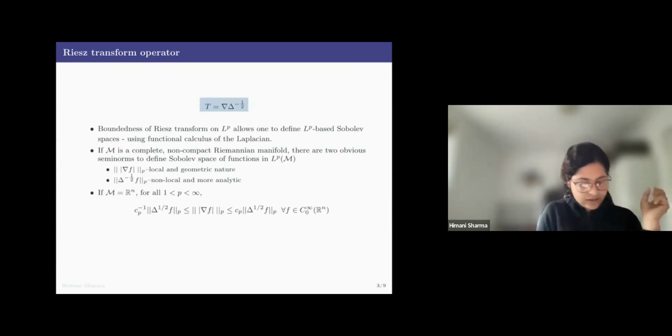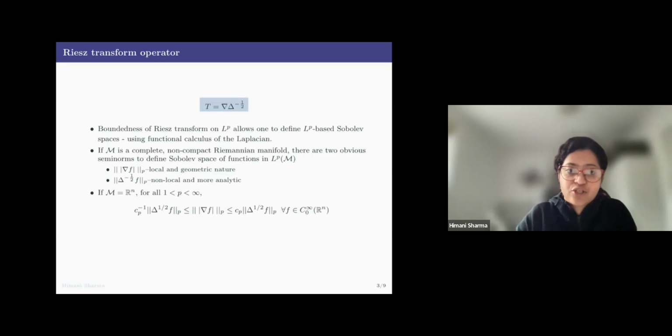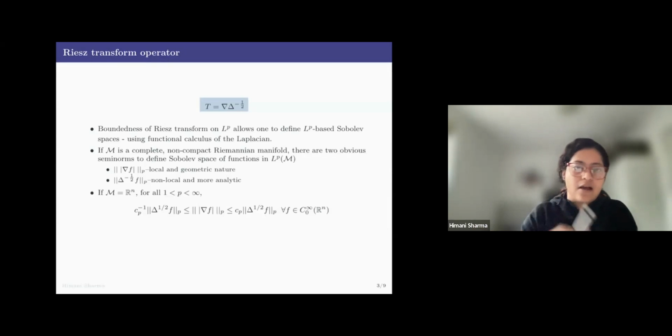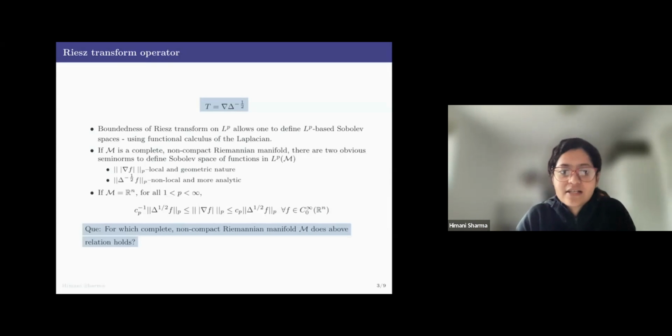And so the second inequality, the first inequality comes from the fact of duality, that we get this equality relation here with these two seminorms to define the Sobolev spaces. Now, this is the case when we take M to be Euclidean space. But the question arises, for which complete non-compact Riemannian manifold M does the above relation hold?